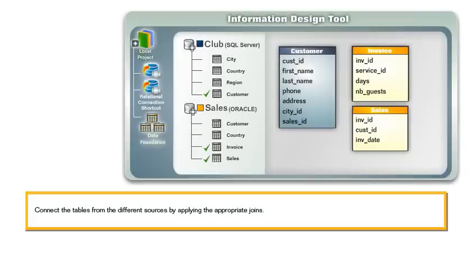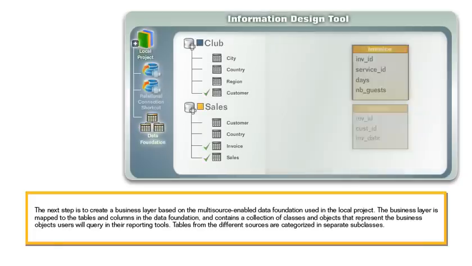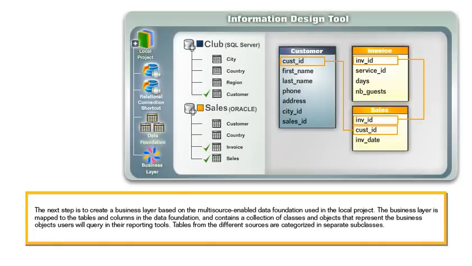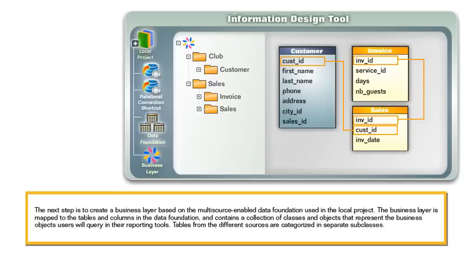Connect the tables from the different sources by applying the appropriate joins. The next step is to create a business layer based on the multi-source-enabled data foundation used in the local project. The business layer is mapped to the tables and columns in the data foundation, and contains a collection of classes and objects that represent the business objects users will query in their reporting tools.